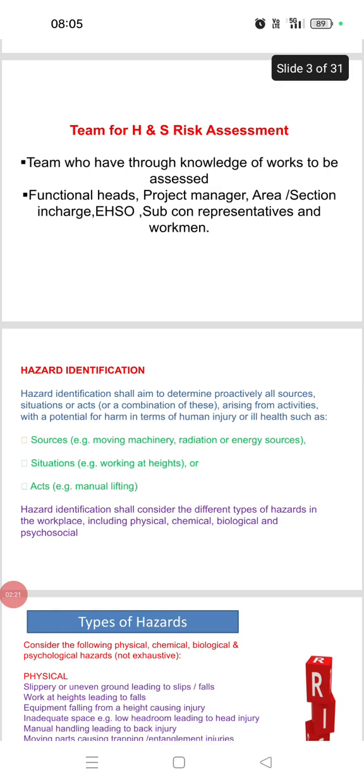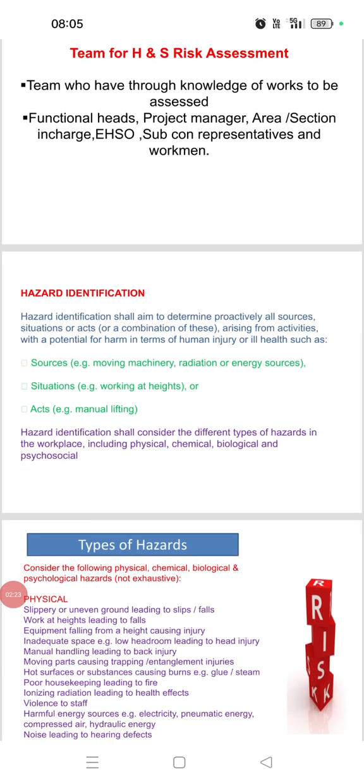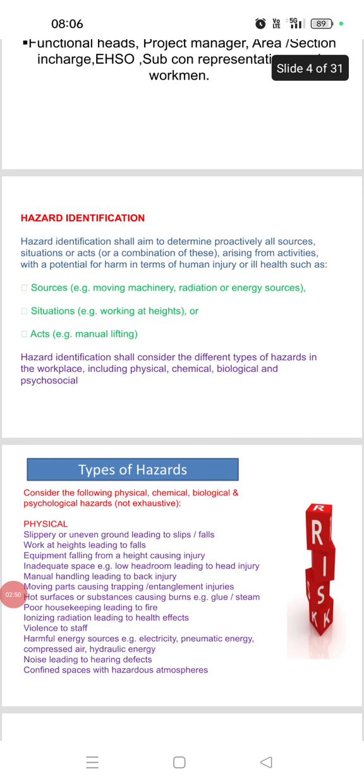So how will you identify the hazard? Normally, hazards will be identified from sources, situations, and acts. What are sources? Machineries and energy sources are examples of sources. Situations means things like working at height, or some persons working inside an excavation or confined space. Acts means things like manual lifting and crane lifting. So from all these sources, situations, and acts, we have to identify the hazards.